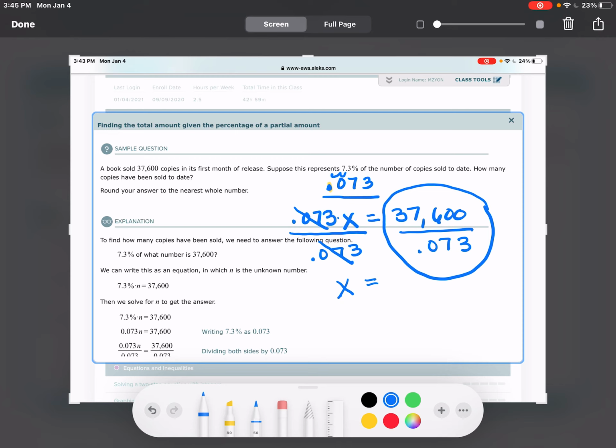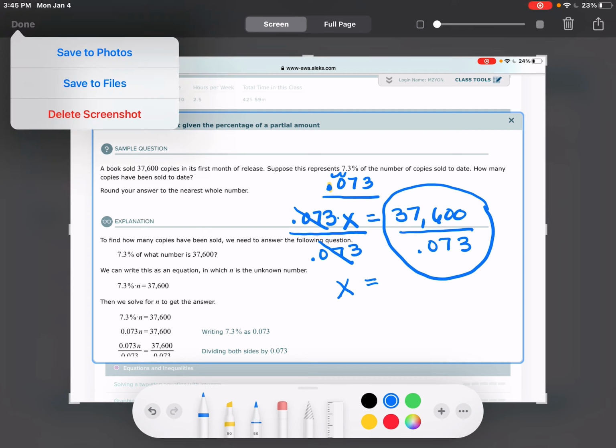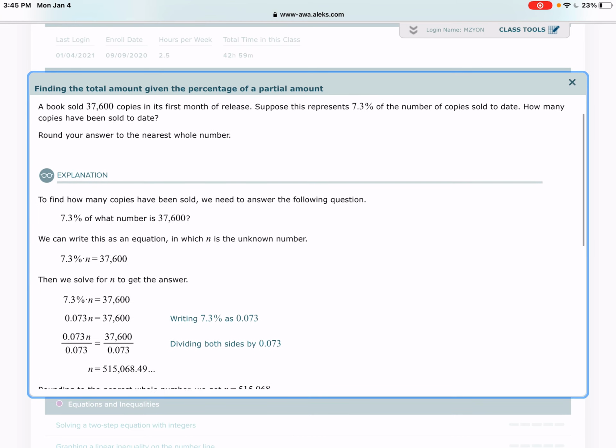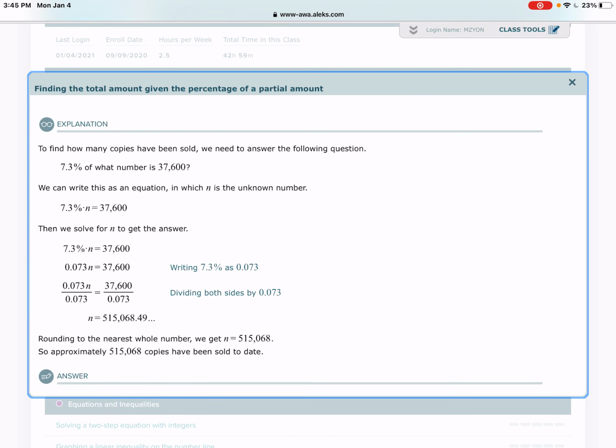Kind of funny. What's going to happen is that when we divide by this decimal number, we're actually going to get a bigger number. Let me just switch over to their work for a second. Delete that. And we'll look at this. They've done basically the same thing that I just did. You can see, to find how many copies have been sold, we need to answer the following question. 7.3% of, that means times, what number, that means N or X, is means equals 37,600. So they have an equation that looks like what I had.